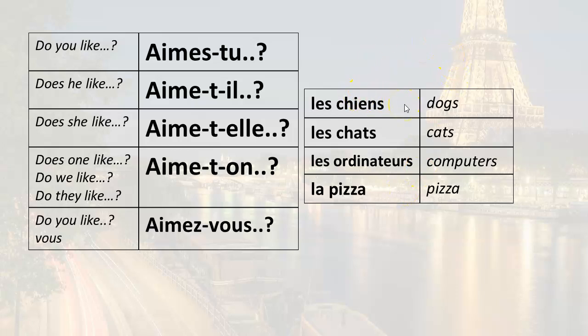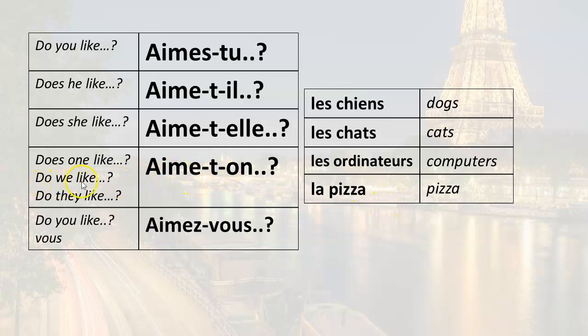Does he like dogs? Aime-t-il les chiens? Does he like cats? Aime-t-il les chats? Does he like computers? Aime-t-il les ordinateurs? Does he like pizza? Aime-t-il la pizza? Does she like dogs? Aime-t-elle les chiens? Does she like cats? Aime-t-elle les chats? Does she like computers? Aime-t-elle les ordinateurs? Does she like pizza? Aime-t-elle la pizza?